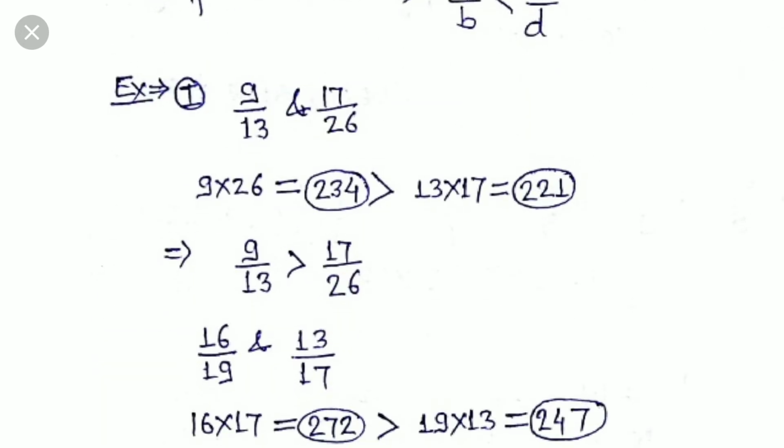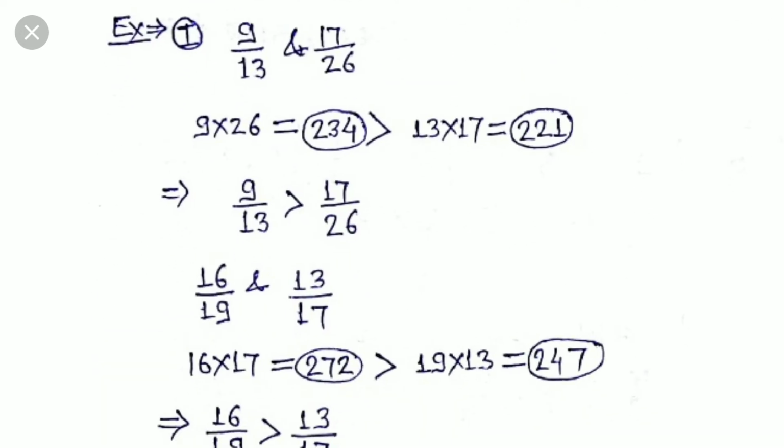Now we are going to see some examples. The first one is: compare 9 by 13 and 17 by 26. We just cross multiply. 9 into 26: 9 6s are 54, 9 2s are 18, plus 5 is 23, so 234. And 13 into 17: 17 3s are 51, 17 1s are 17, plus 5 is 22, so 221. So 234 is greater than 221. So 9 by 13 is greater than 17 by 26.